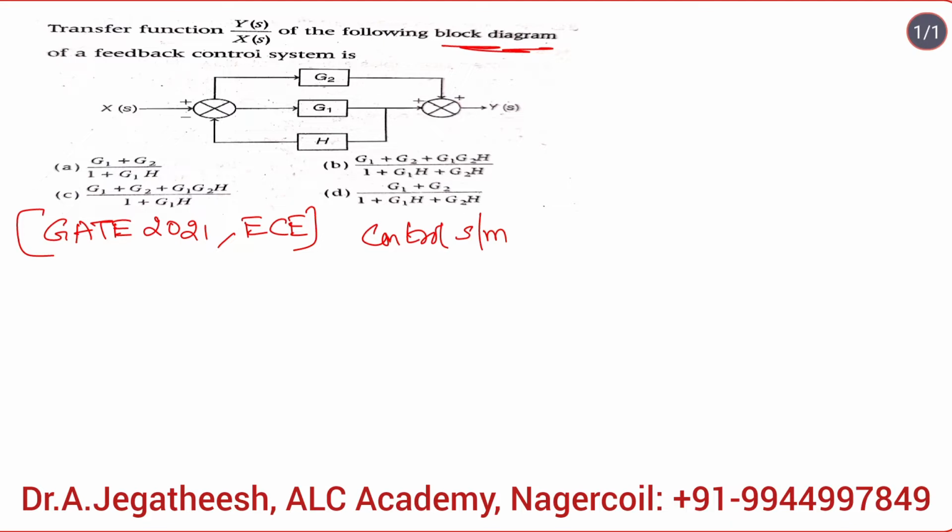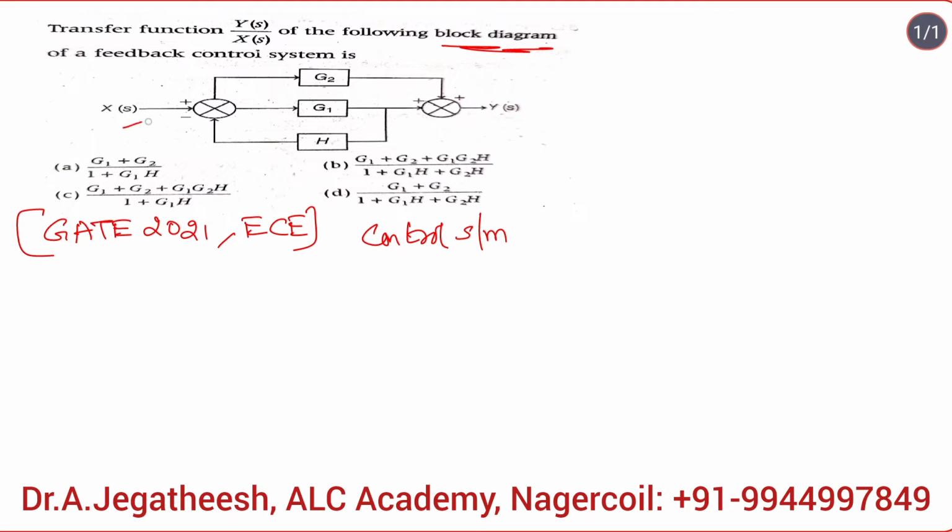If you try to solve this problem using block diagram reduction technique, then it is a tedious process because you should know the block diagram reduction rules. So I can easily do this problem with the help of signal flow graph. For that I need to convert this block diagram into a signal flow graph by assigning nodes to the relevant points.